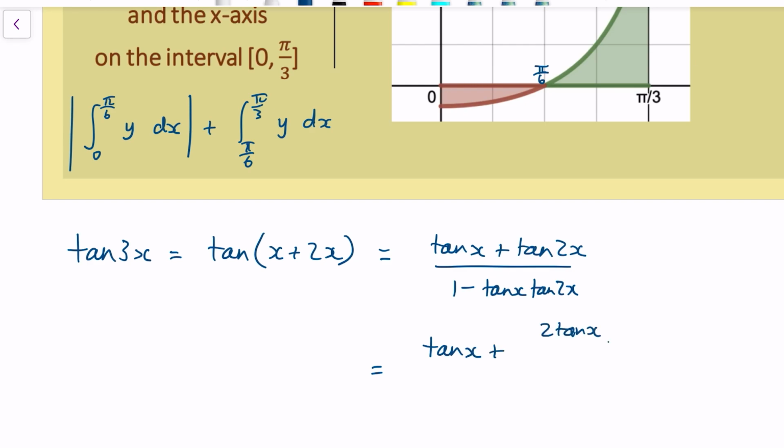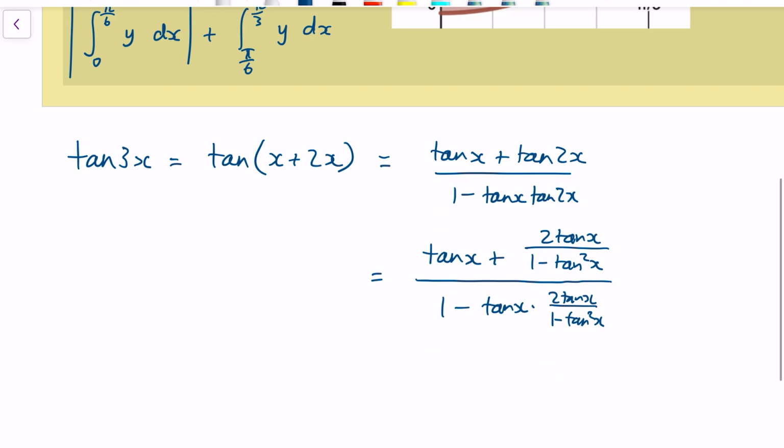So that's going to be that. And then in the bottom, the same thing, replacing the tan 2x's. And then to tidy this expression up, we can times the top and bottom of the big fraction by 1 minus tan squared x. So if I do that, I get tan x multiplied by 1 minus tan squared x, getting rid of those denominators there by timesing everything in the top and everything in the bottom by that denominator.